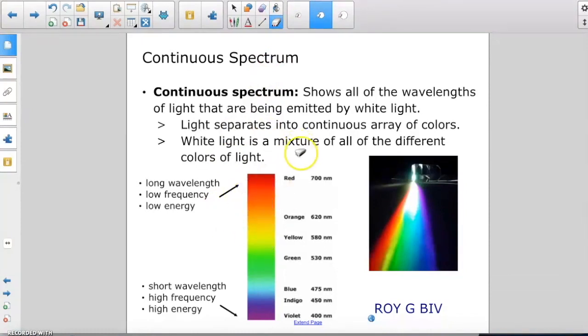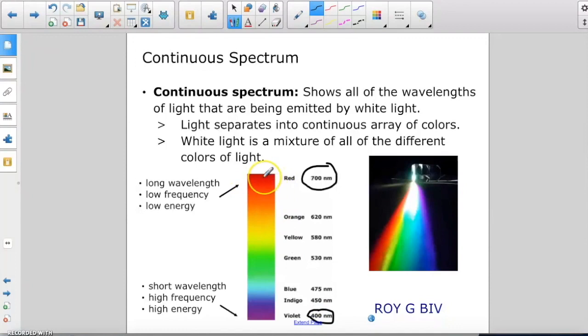Okay, a continuous spectrum. So the continuous spectrum of light shows all the wavelengths and all the frequencies of the colors that are the components of white light. So for example, red light has a wavelength of 700 nanometers, and the violet light has 400 nanometers. So the closer you are to the red part of the visible continuous spectrum, you will have longer wavelengths, as you can see over here. The more you go to the violet part, you will have shorter wavelengths.